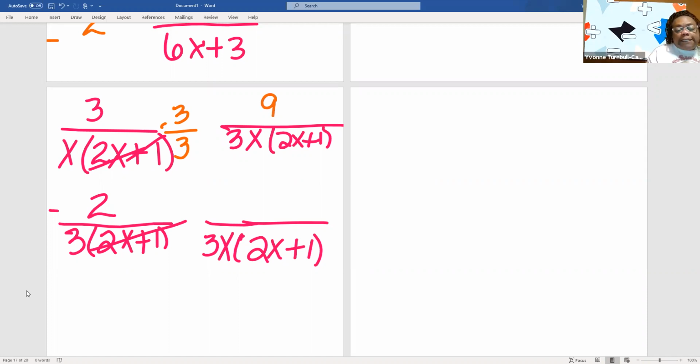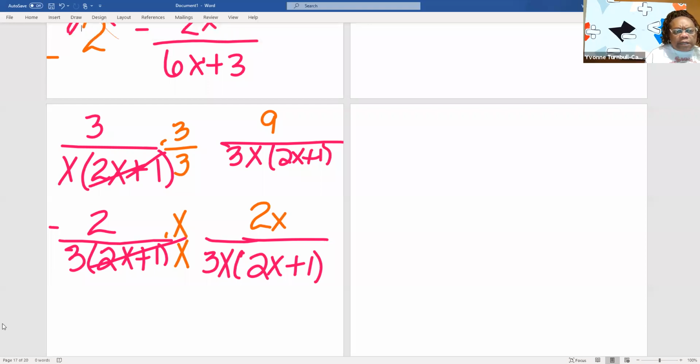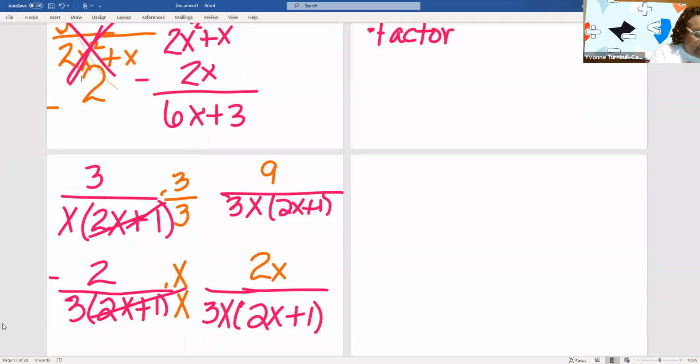Now, what's in the LCD that's not in this original denominator? I see an x next to the 3, so I'm going to multiply my top and my bottom by x. So my new numerator here is 2x times x. Again, it's a subtraction problem, so we write it as such. Did I copy that wrong? Oh, did I forget an x up top? Oops, there's an x right here. My bad, I forgot my x.